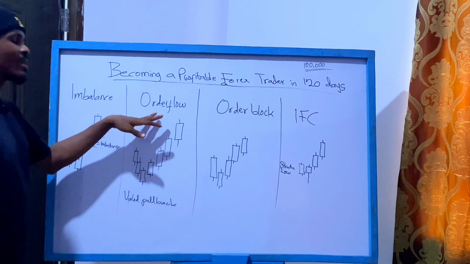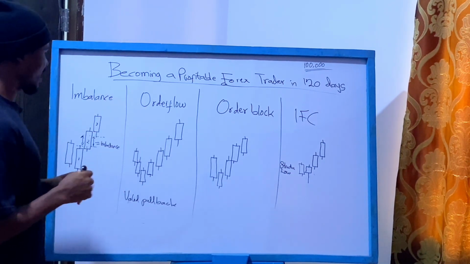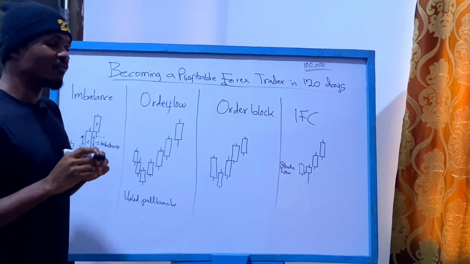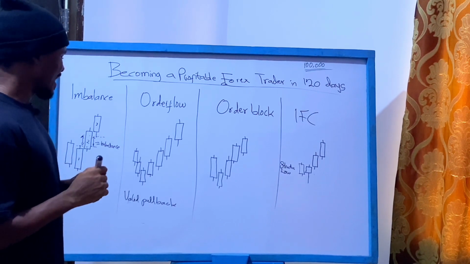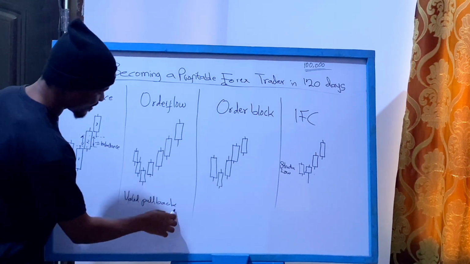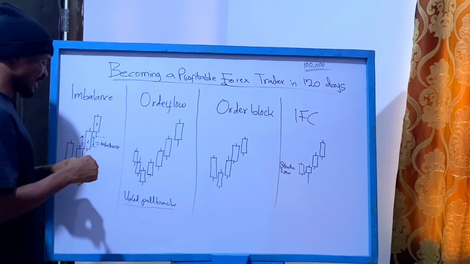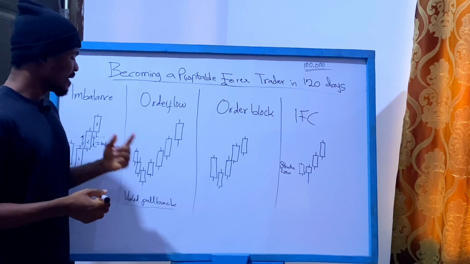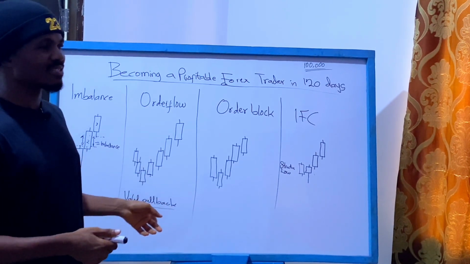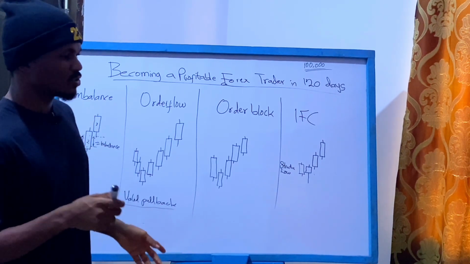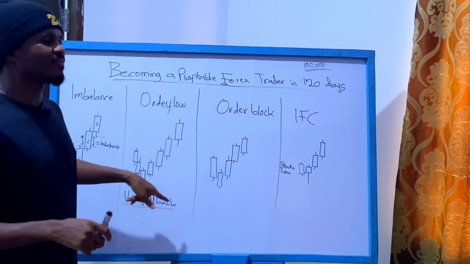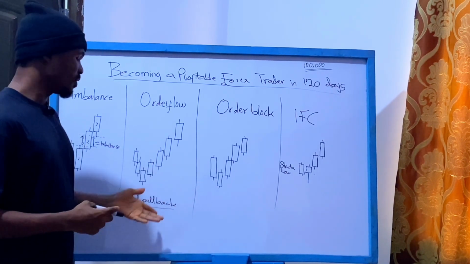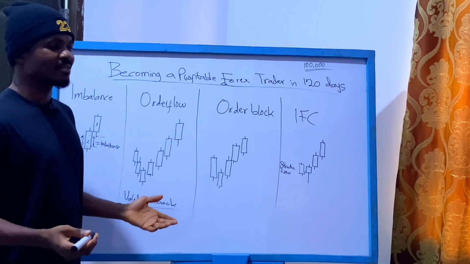Now let's look at order flow a little bit in detail. For you to be able to identify an order flow correctly, you need to learn one thing, and that is how to identify a valid pullback in the market. I've maybe taken this lesson long ago before I started the challenge, so I've not talked about identifying valid and invalid pullbacks in the market. Maybe I'll make a video on it and explain it.